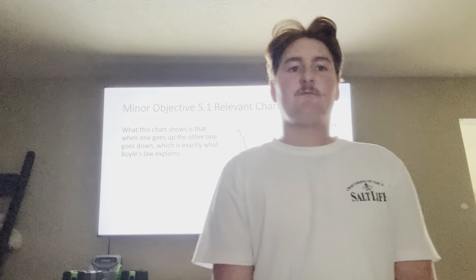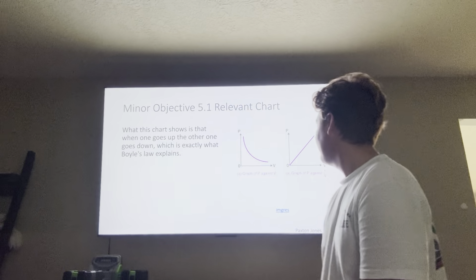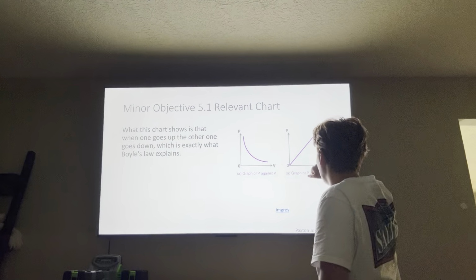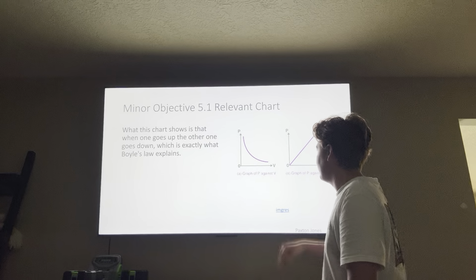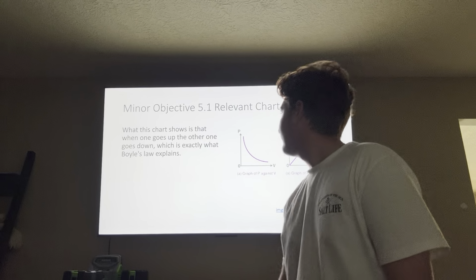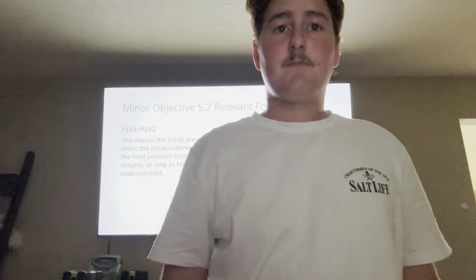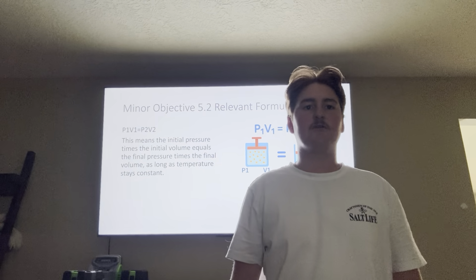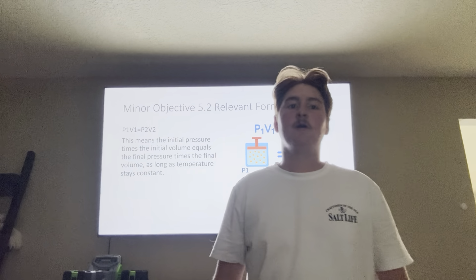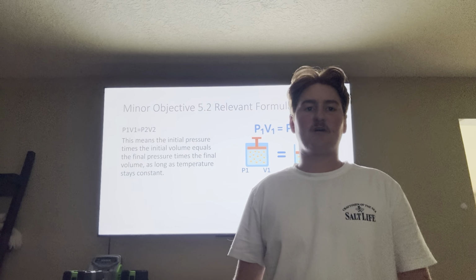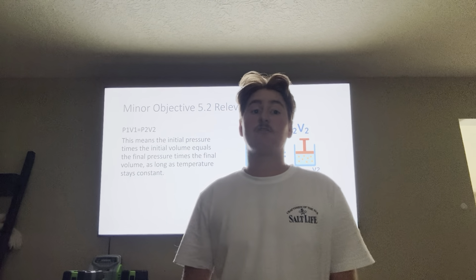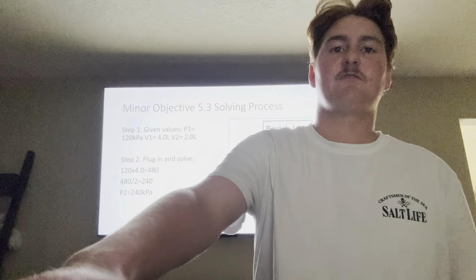And so for 5.1, a relevant chart, whenever one is going down, the other one will go up, or it could be the opposite. And then for relevant formulas, we have P1 times V1 equals P2 times V2. It means that the initial pressure times the initial volume equals the final pressure times the final volume, as long as the temperature stays constant.